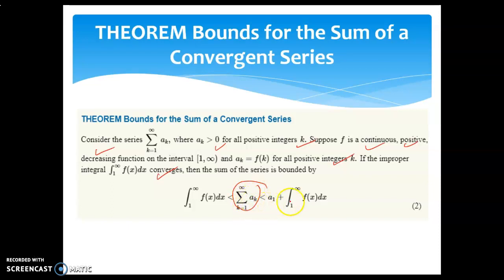So the sum of a_k is going to be bounded by the result of that integral plus a_1, which is the first term. This would be the upper bound, and the lower bound is going to be the integral from 1 to infinity of f of x dx.